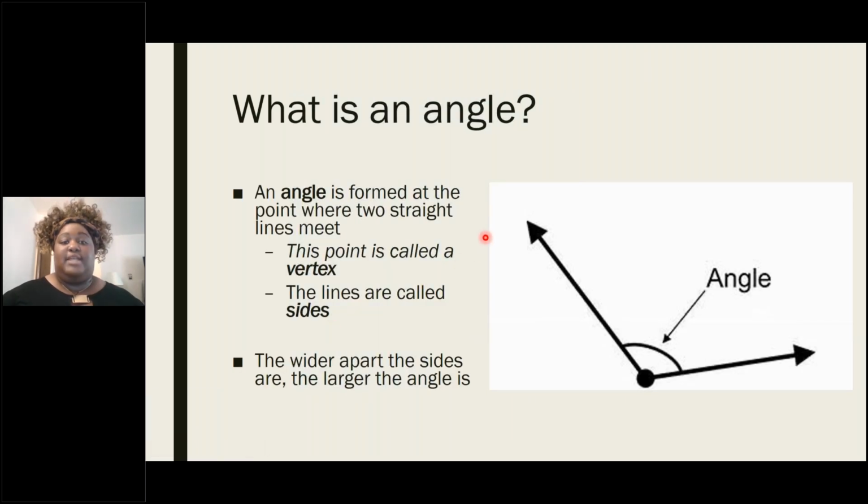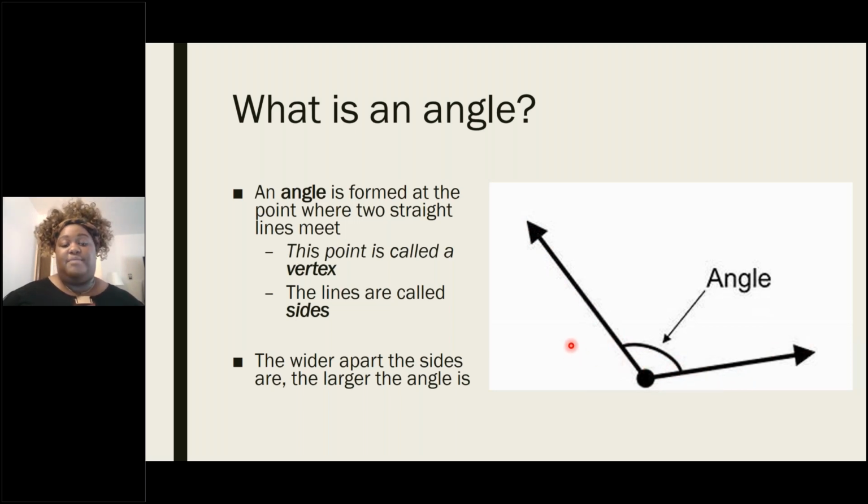So first of all, what is an angle? An angle is formed at the point where two straight lines meet. Here in this image, you see we got two straight lines coming together at a point, and we call this point the vertex. And that in between is an angle. We call these lines sides. So when the two sides come together at that point, the angle is formed.